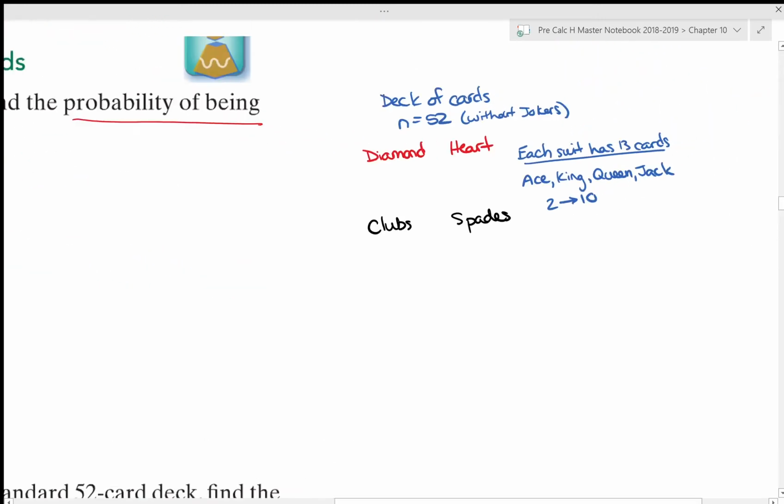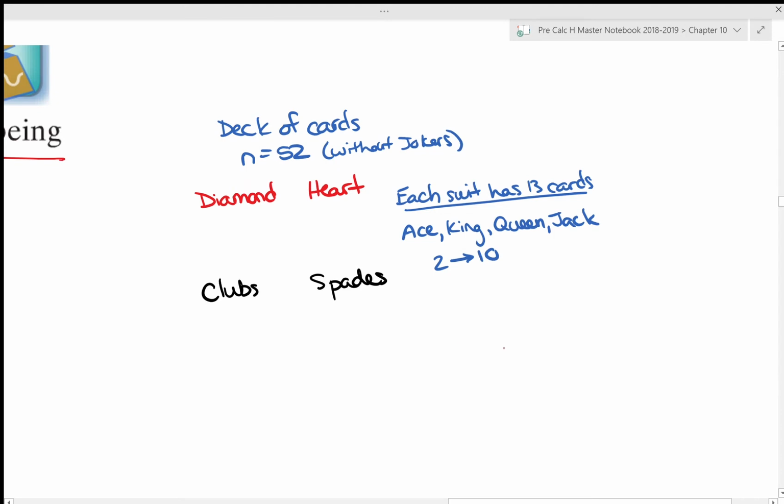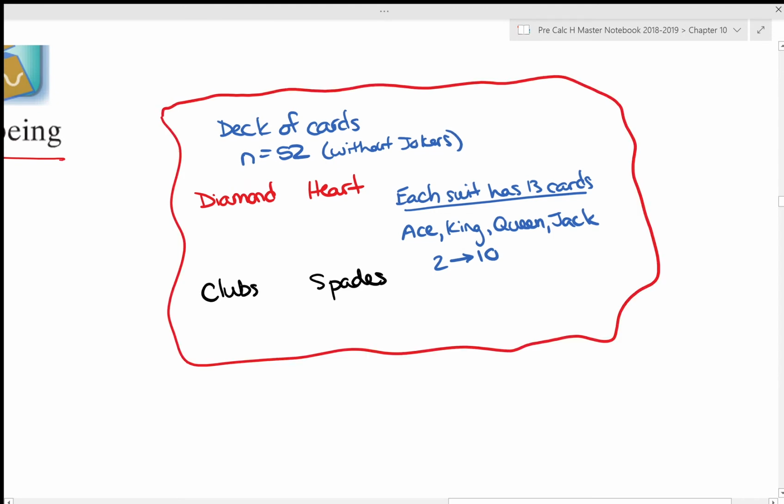All right, so here's all the information about a deck of cards. In a deck of cards, if we have 52, that means we don't have the jokers in the deck. Now, each deck of cards has 4 suits. Your suits are diamonds, hearts, clubs, spades. Those are your 4 different suits. Half the deck is red, for diamonds and hearts, and the other half is black, for clubs and spades.